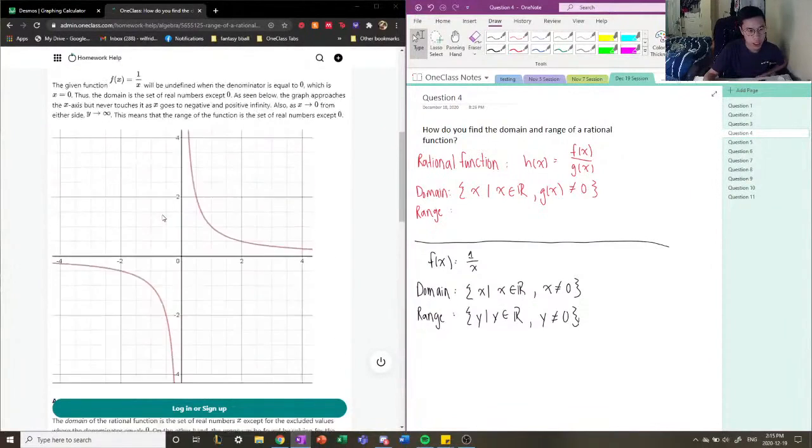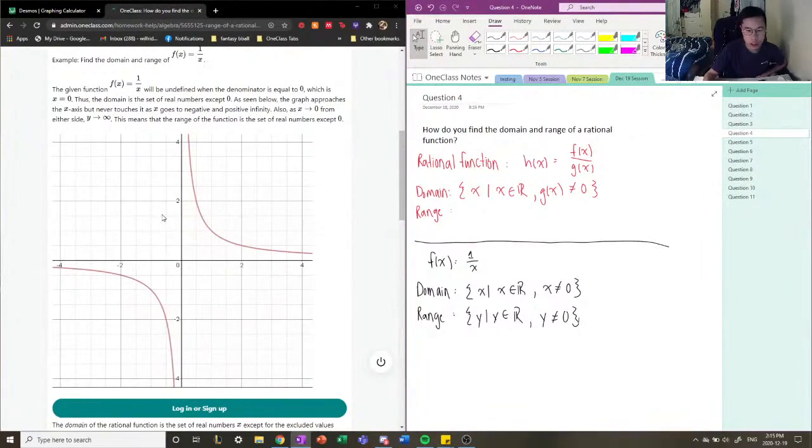Other than that, the solution is correct. In other questions, because this was a very simple one, if you want to find the domain and range of a function, to find the domain, all you really need to do is set the denominator function, our g of x, equal to 0 and solve for the values of x. Once you find those values, you know that they are excluded from the domain.